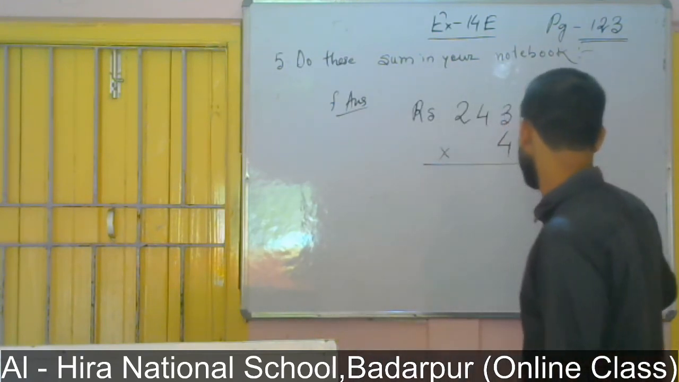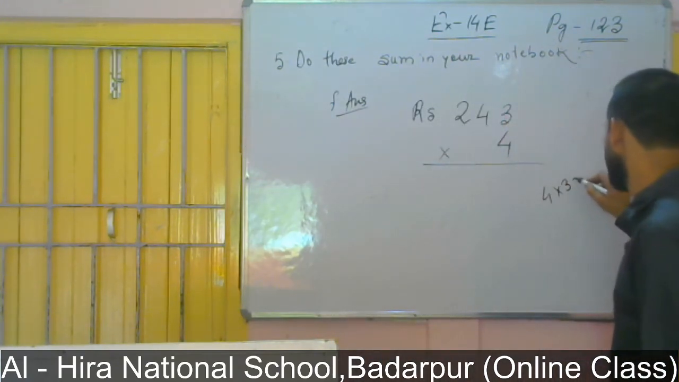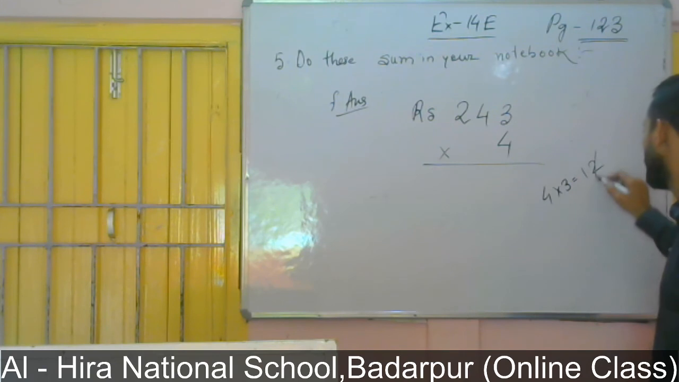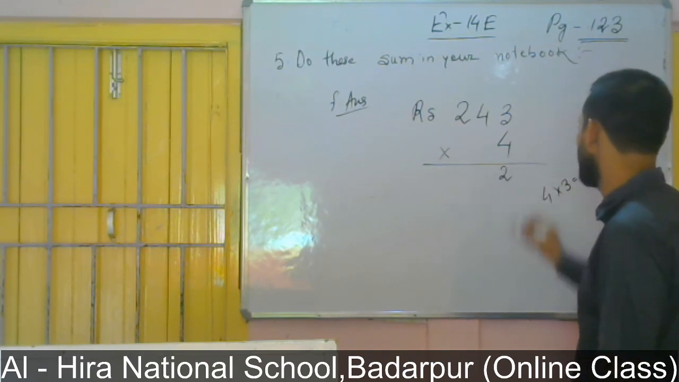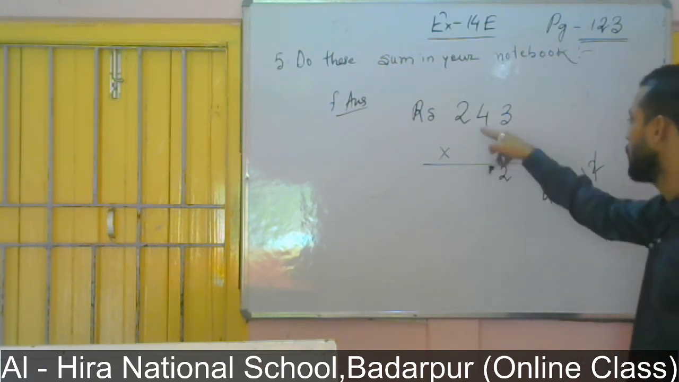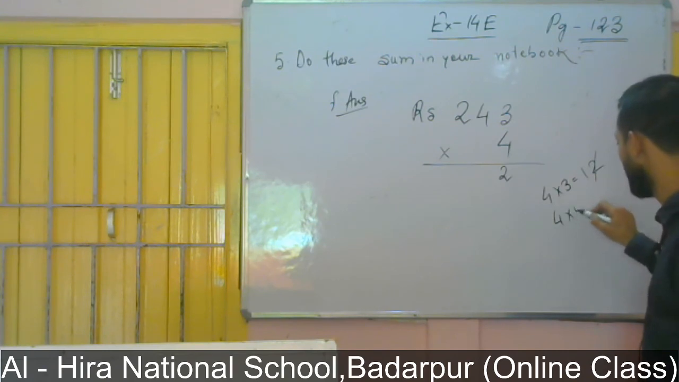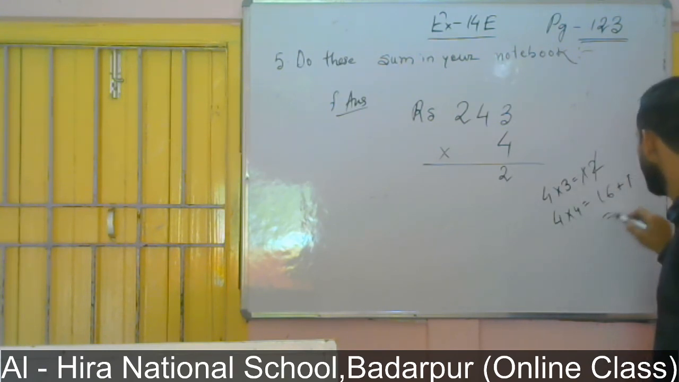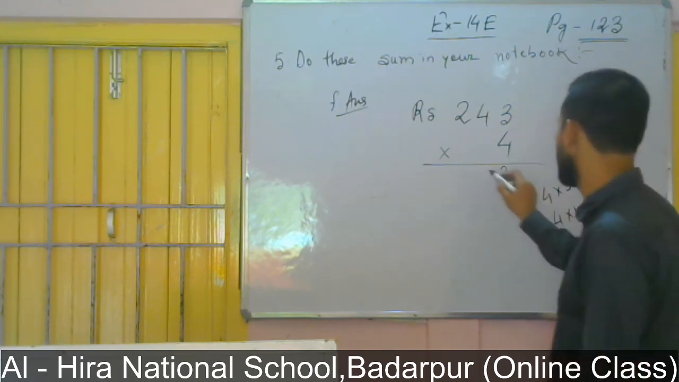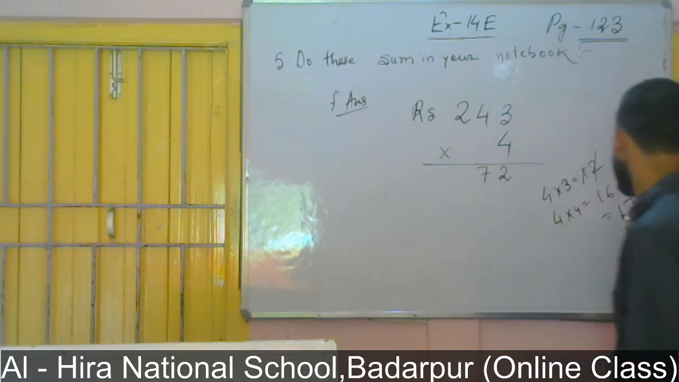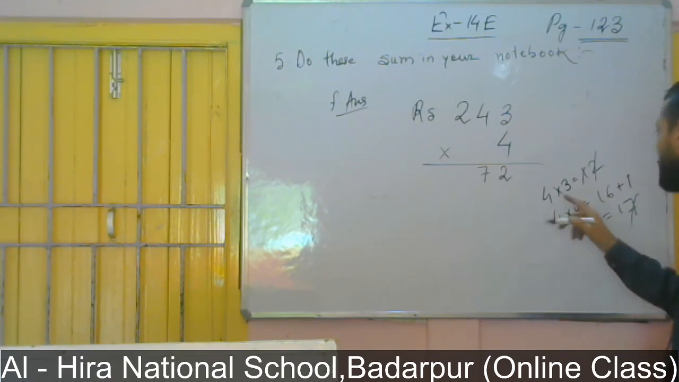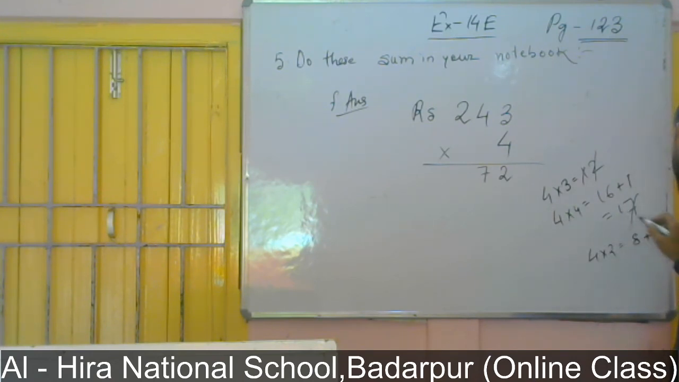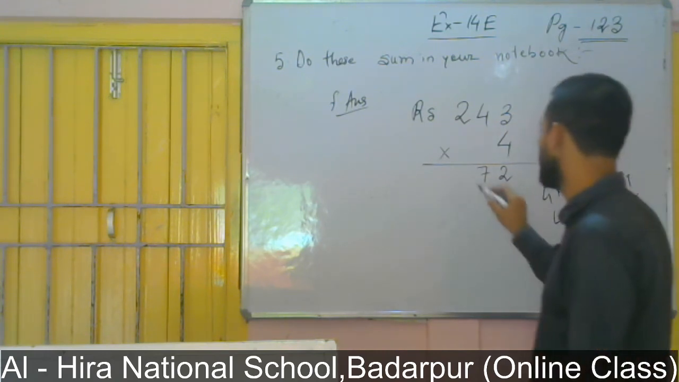So first of all, we will multiply 4 and 3. 4 multiplied by 3 equals what? 4 3s are 12. So from there we write here 2, and 1 will be in my hand. Now we multiply 4 by 4, which equals 16, plus this 1 equals 17. From 17 we write here 7, and again 1 will be in my hand. Now we multiply 4 and 2. 4 multiplied by 2 equals 8, plus this 1 equals 9.